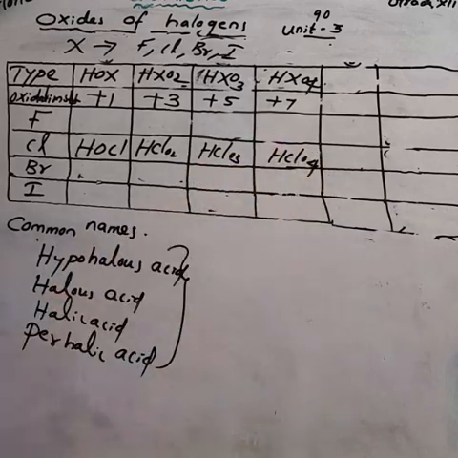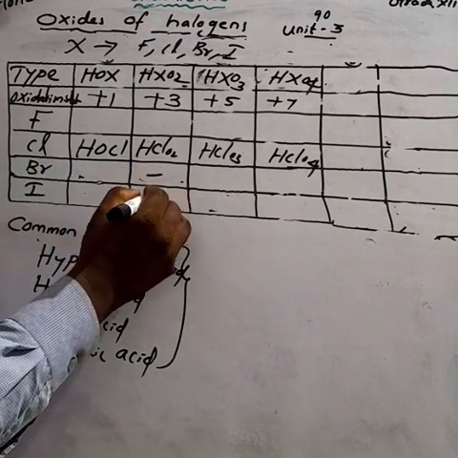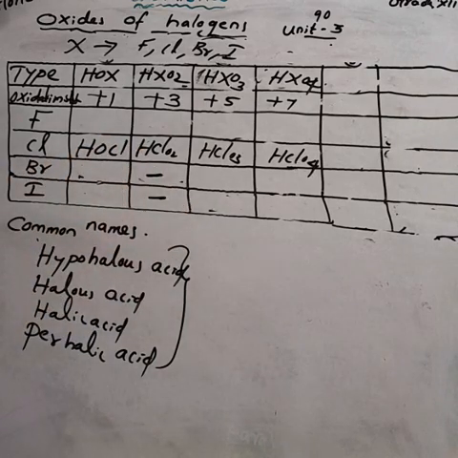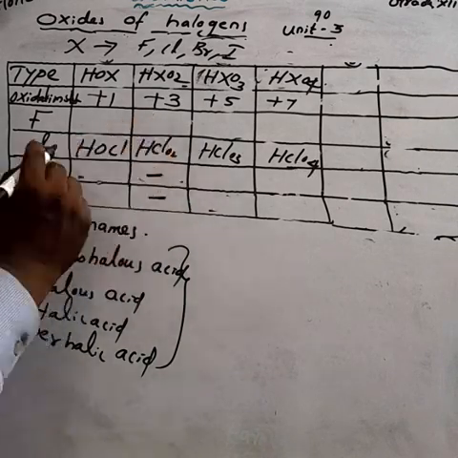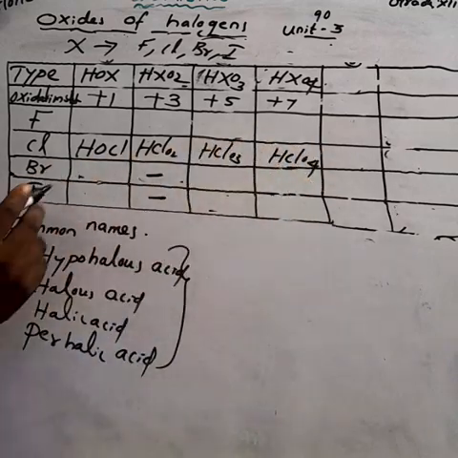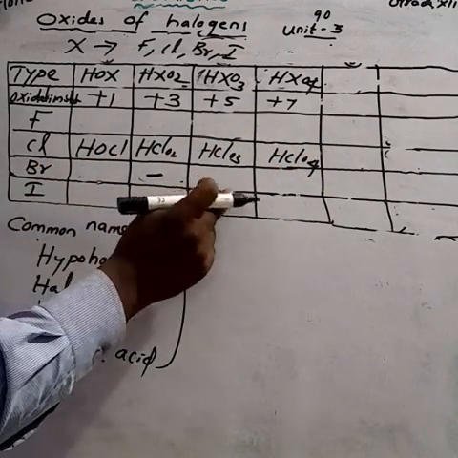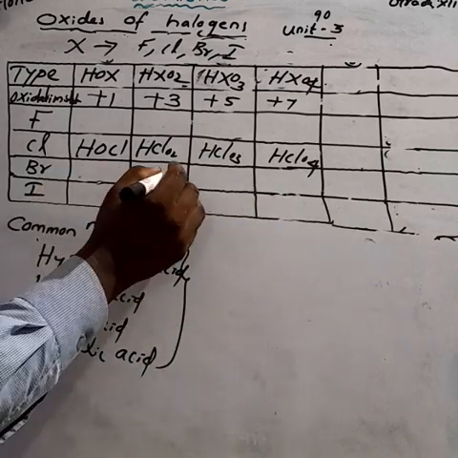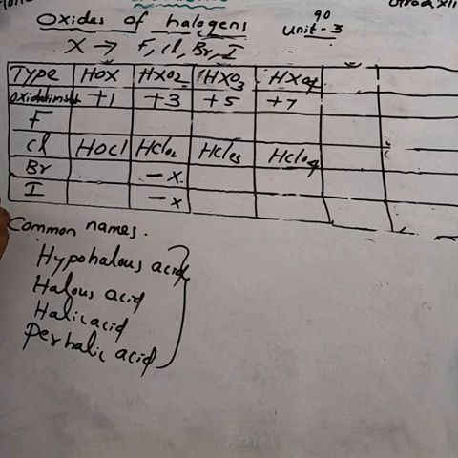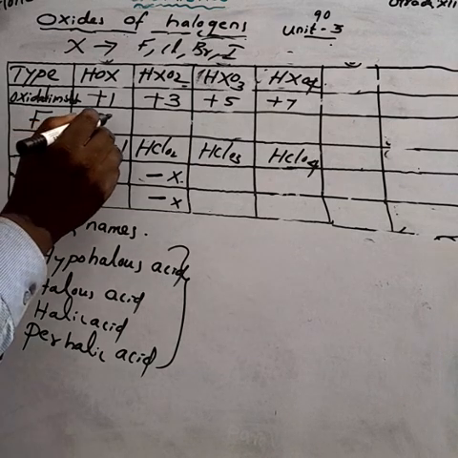Bromine and iodine form similar acids, except halous acid. Halous acid cannot form for them, because halous acid is only for chlorine. Chlorine can form 4 different acids. Fluorine can form only one acid, that is hypofluorous acid.